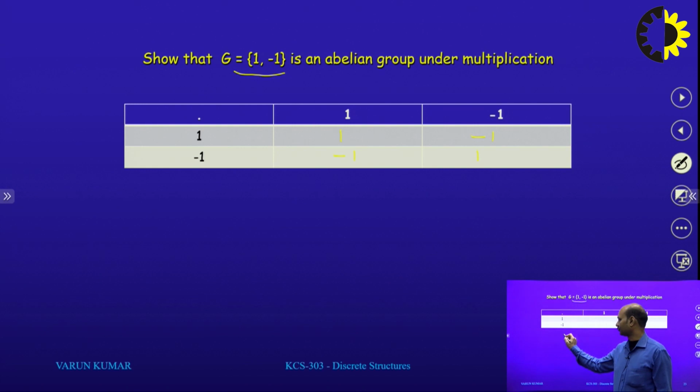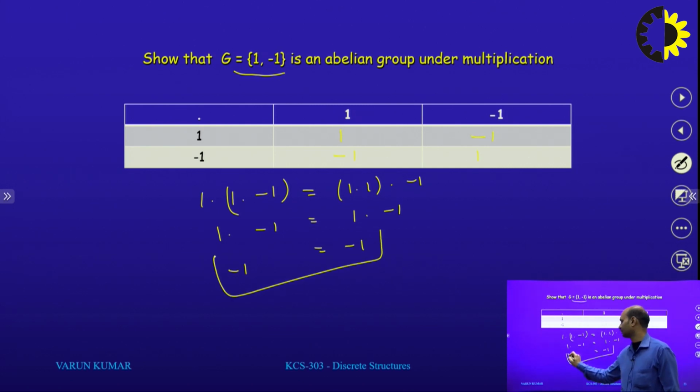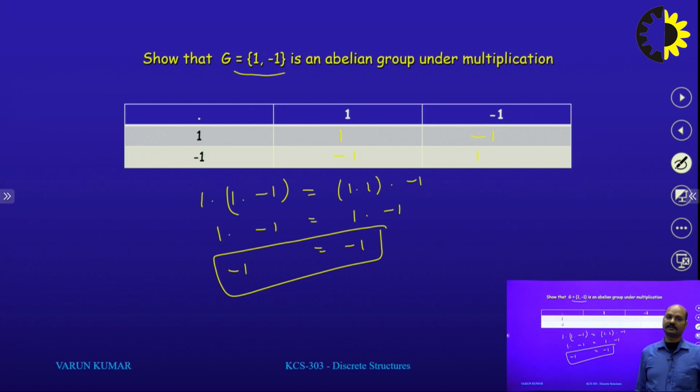Then the associative property. If we take (1 dot 1) dot -1, that is equal to 1 dot (1 dot -1). The result of 1 dot 1 is 1, and 1 dot -1 is -1, so that is -1. On the other side, 1 dot -1 is -1, and 1 dot -1 is -1. Left hand side is equal to right hand side. So we can say that this particular algebraic structure follows the associative property also.